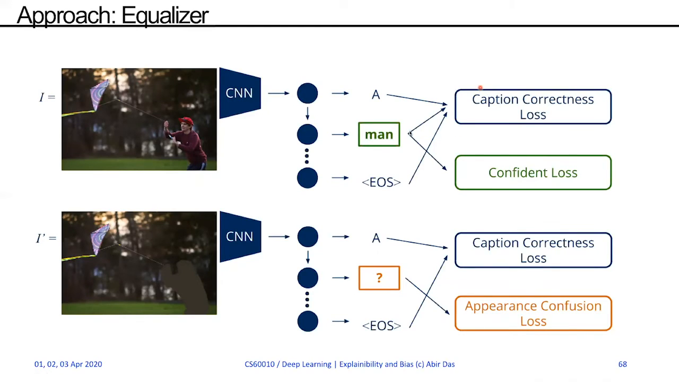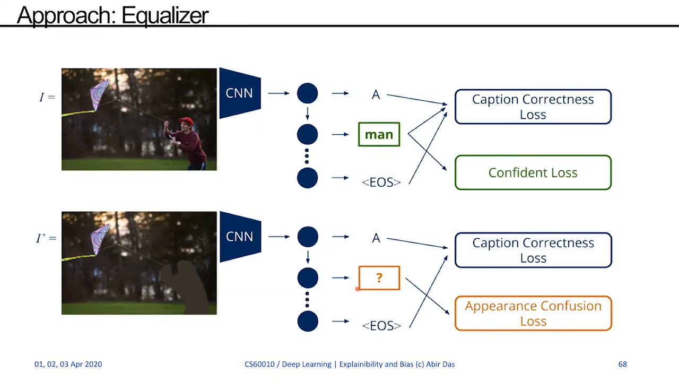Now for the unmasked image, you want a loss which will confidently produce the gendered word, that is, this word man. Only this word man is coming for this confident loss. This confident loss comes only from the gendered word, man here, not from any other gendered or non-gendered word in this caption. The only contribution is from man, but the caption correctness loss, which is the standard cross entropy loss, comes from all the words in the caption. Now, similarly for the masked image, the gender word will give rise to confusion, because the model should not be predicting man or woman with high confidence here. So that means this confusion loss.